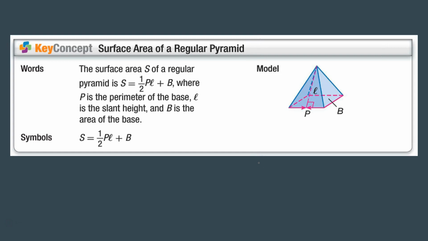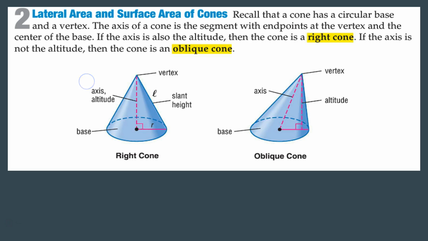Now, if we're talking about finding the surface area of a regular pyramid, the surface area S of a regular pyramid is S equals 1/2 P times L plus B, where P is the perimeter of the base, L is the slant height, and B is the area of the base. Lateral area and surface area of cones.